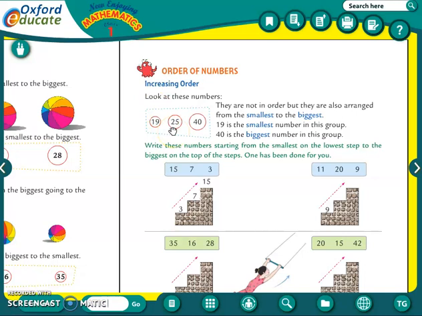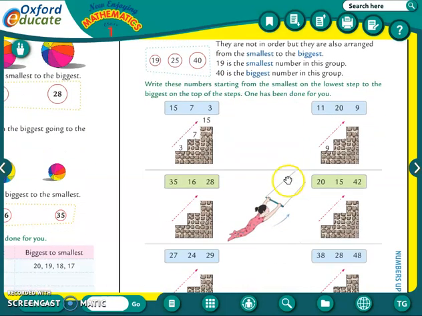So, see again. The numbers 19, 25 and 40. Three numbers are given. They are not of the same order like 19, 20, 21. But it is in the order of smallest to biggest. 19 is the smallest. Then 25 is bigger than 19 and 40 is the biggest number. This is called increasing order. See, in increasing order, one more example.